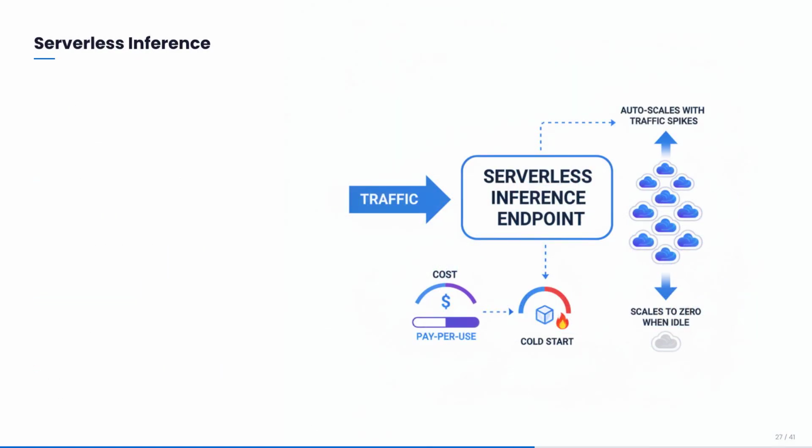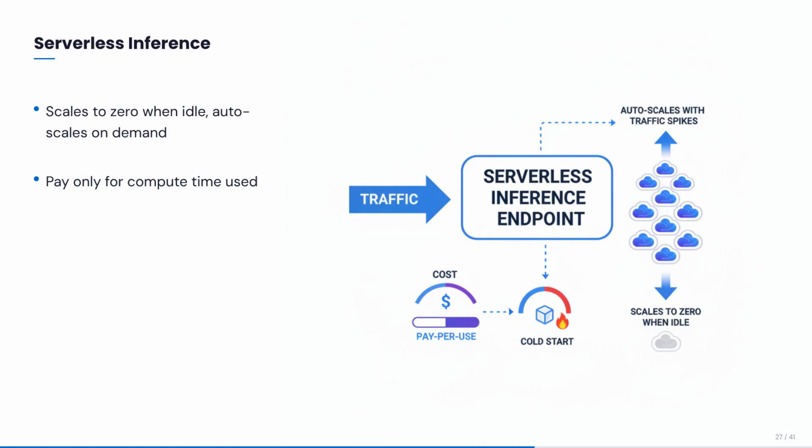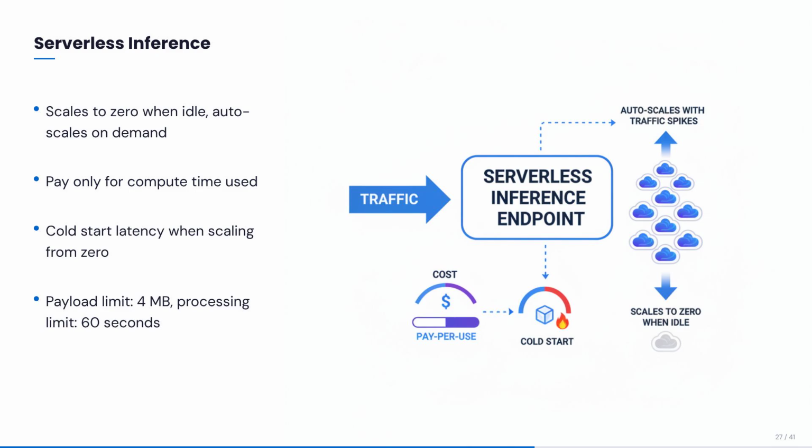Serverless inference eliminates infrastructure management entirely. Endpoints scale to 0 when idle and auto-scale based on traffic. You pay only for the compute time used during inference. The trade-off is cold start latency when scaling from 0. Payloads are limited to 4 megabytes with a 60-second processing time limit. This is perfect for intermittent or unpredictable traffic patterns.